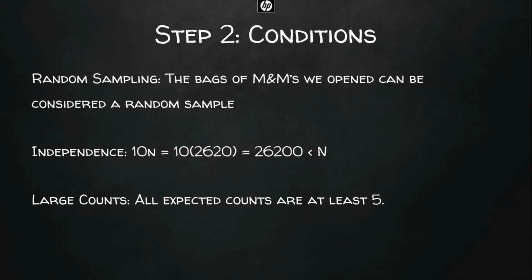Step 2 are conditions. We have 3 conditions for a chi-square goodness of fit test. The first one is random sampling. We will treat the bags of M&Ms we opened as a random sample. The 10% condition for independence. And last, we have to check a large counts condition. This is a little bit different than the large counts condition we had for proportions. Here, we need to be able to say that all the expected counts are at least 5. If you'll recall from the previous slides, all of the expected counts were well above 5.